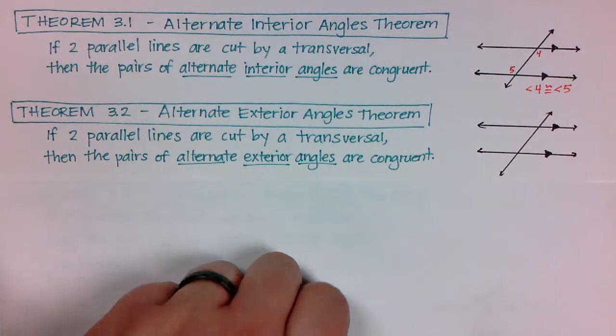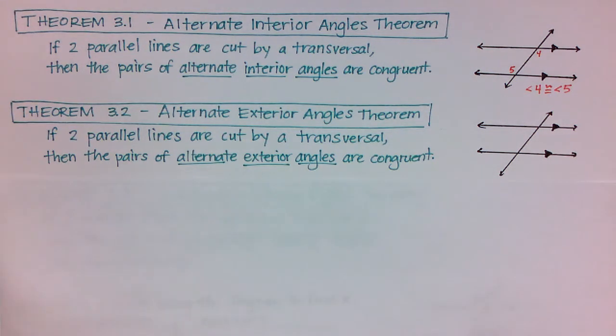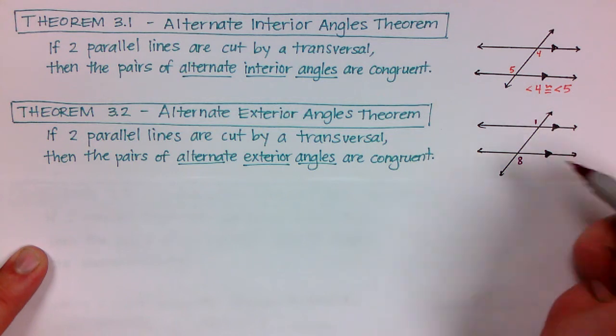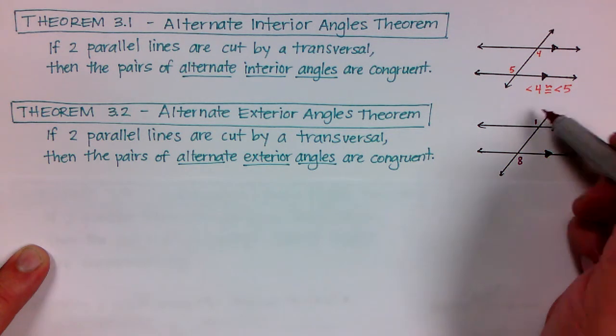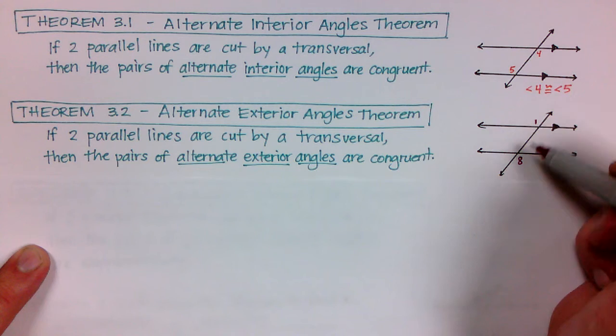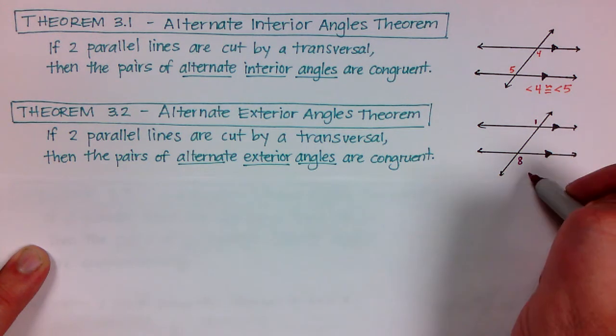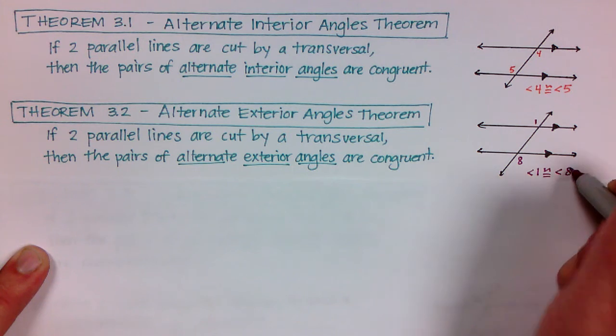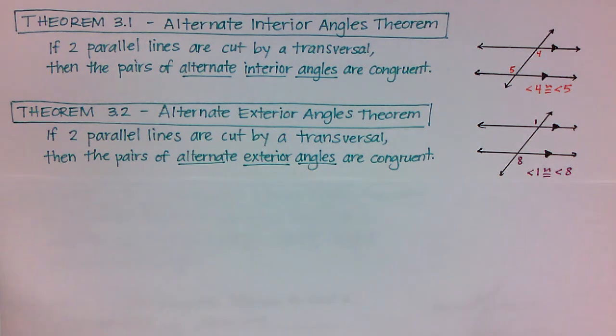And let's just pick one pair of the alternate exterior angles. So how about we pick angle 1 and angle 8? Okay, they are on alternate sides of the transversal, and they're also the exterior ones. So by this theorem, angle 1 is congruent to angle 8. Okay, let's talk about one more theorem.